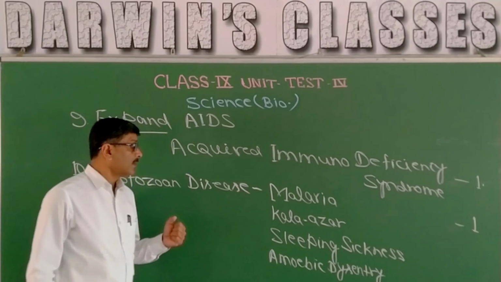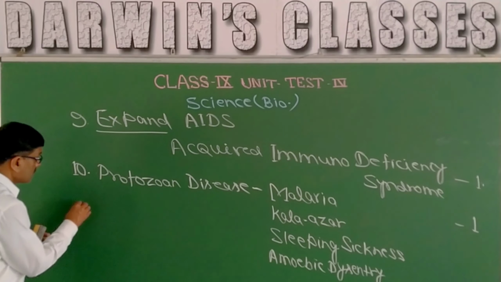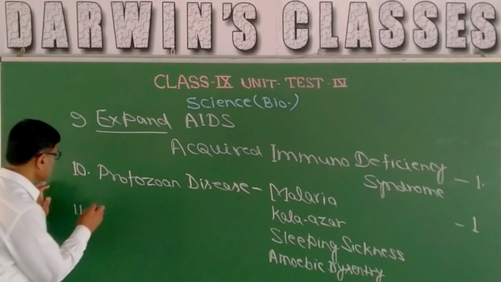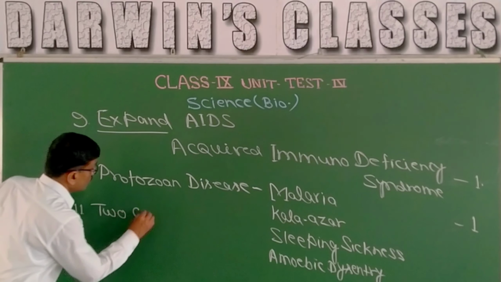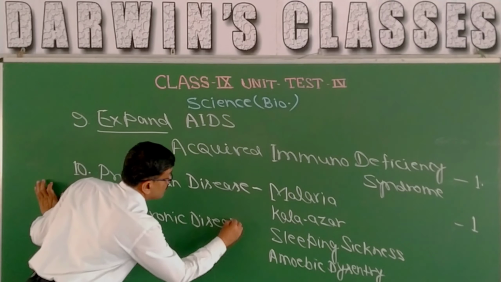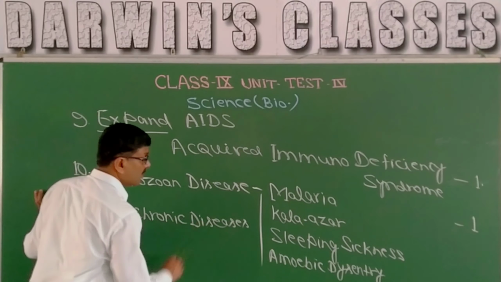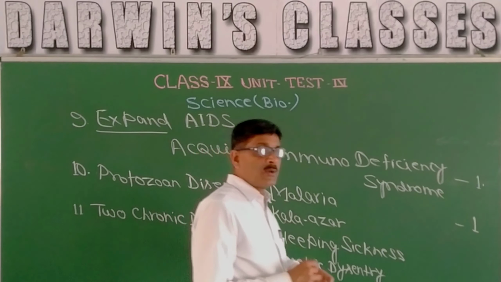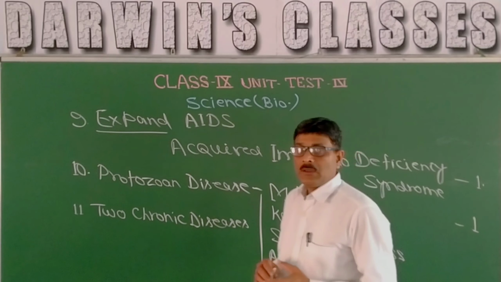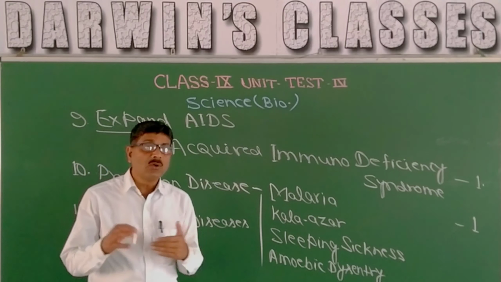The next question was question number 11, and the question was: write down 2 chronic diseases. Give examples of 2 chronic diseases. So chronic diseases means those diseases from which the patient is suffering for a very long time.